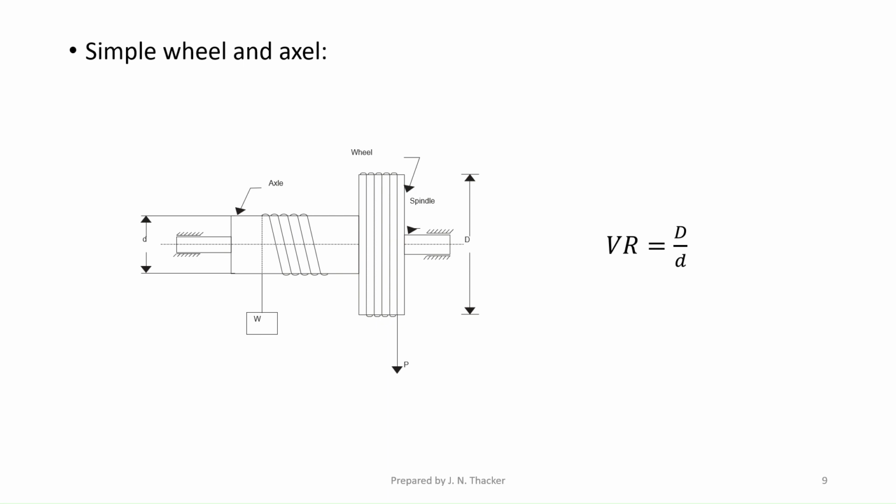So first one is simple wheel and axle. Now you can see that we are applying the effort P on the wheel, and load W is lifted by the rotation of the axle. We get velocity ratio as capital D, that is diameter of this wheel, divided by small d, that is diameter of this axle. So this is your simple wheel and axle, and the velocity ratio formula for the same. Again, you need to practice drawing the sketches of all these machines and remember the velocity ratio. Here I am going quickly through all these machines, just showing you the velocity ratios.